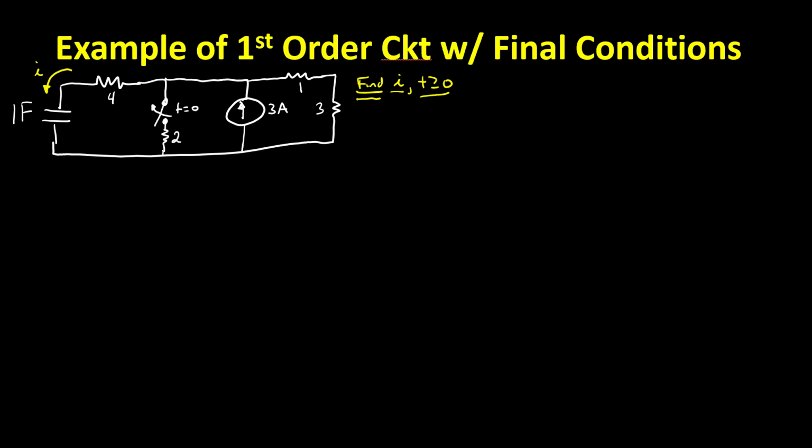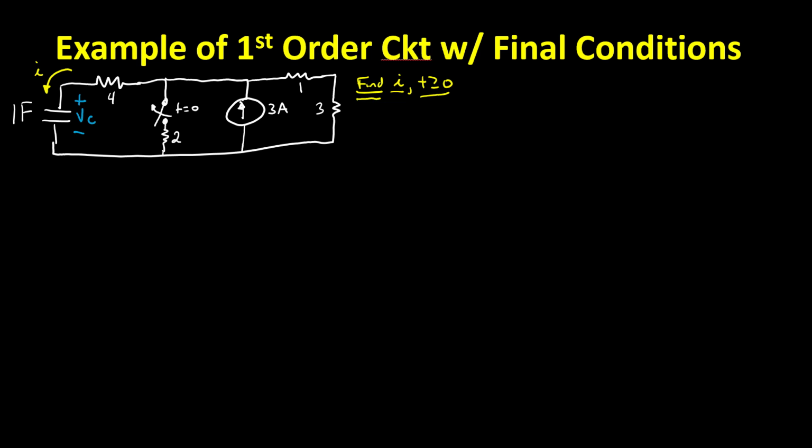There's only one energy storage element, and it's right here, that capacitor. So we can use our theory that we've developed so far. And we know that in that theory, the first thing we'll find is, even though it asks us to find the current, we are going to find the voltage across that capacitor. So we'll need to begin by defining what that voltage is.